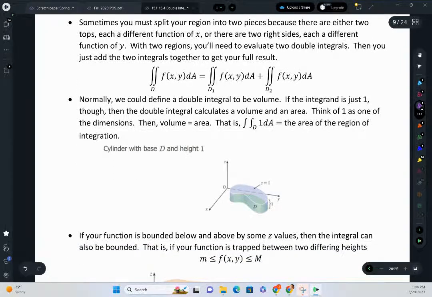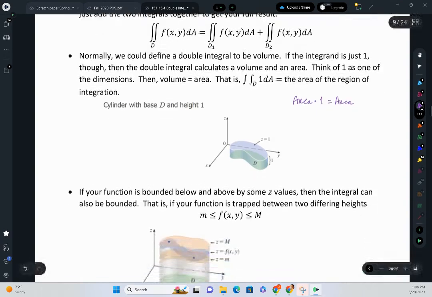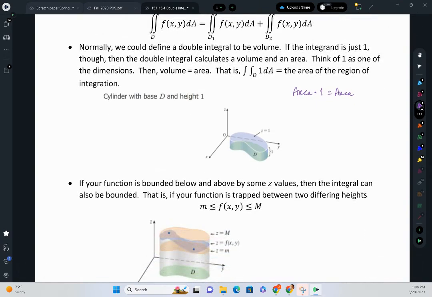Normally, we could define a double integral to be a volume, but if the integrand is just 1, then the height is 1. And if you multiply anything by 1, you get the anything that you had before. So in other words, if you take area times 1, you still get back area, right? So if our integrand is 1, we can use a double integral to find the area of a region of integration. So I've just got a little picture here that shows that, where z equals 1 is the roof, so that would be the integrand.